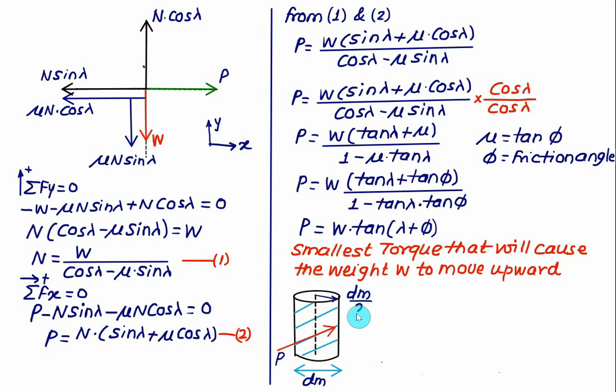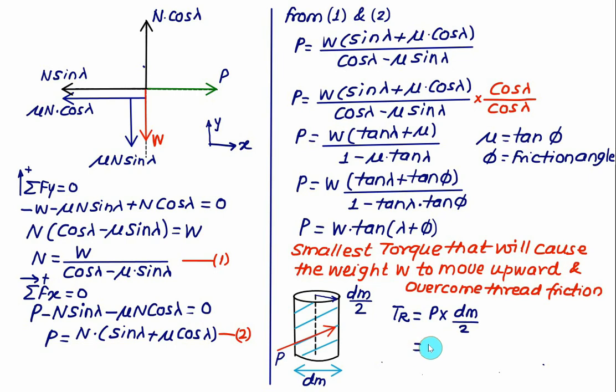divided by 2. So the product of P multiplied by the radial distance dm by 2 is representing the smallest torque that will cause the weight W to move upward as well as to overcome the thread friction. So we have torque to raise. I will use the letter R to raise the load is equal to P multiplied by dm divided by 2. And we know the value of P is equal to W into tan of lambda, which is the lead angle, plus phi, the friction angle, multiplied by the mean radius, which is the mean diameter divided by 2.